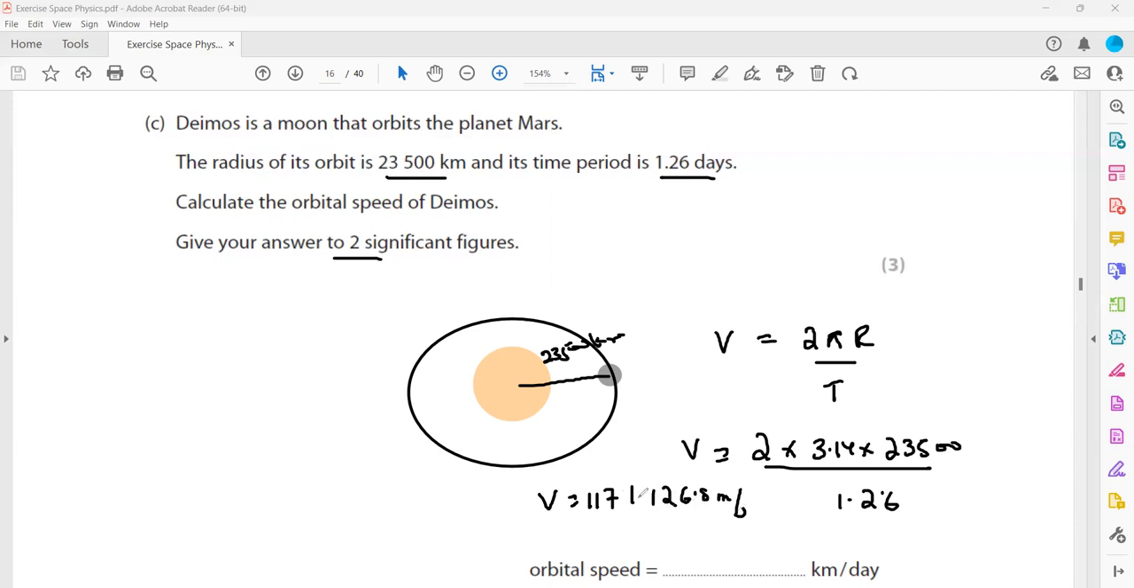Means I have to round off to two significant figures. So when I round off this number to two significant figures, only two reliable digits should be there. So this 117, I can write as 120, and then the remaining will all be zeros. So it will be 120,000 kilometers per day, because these are the two reliable digits for us, 1 and 2. So we convert 117 to 120, and then the remaining are all zeros there.